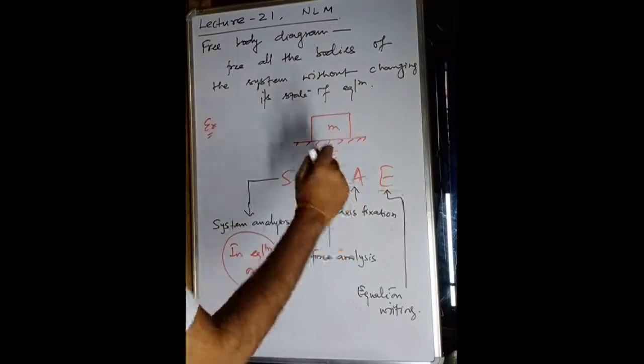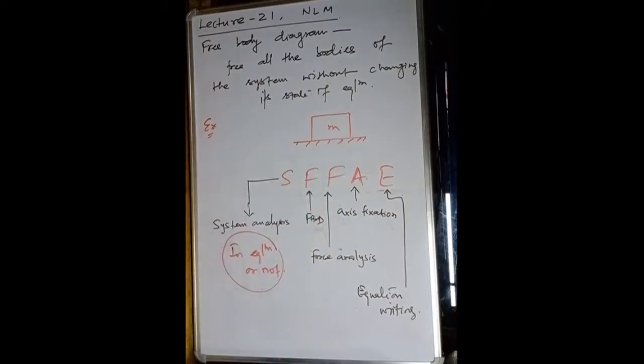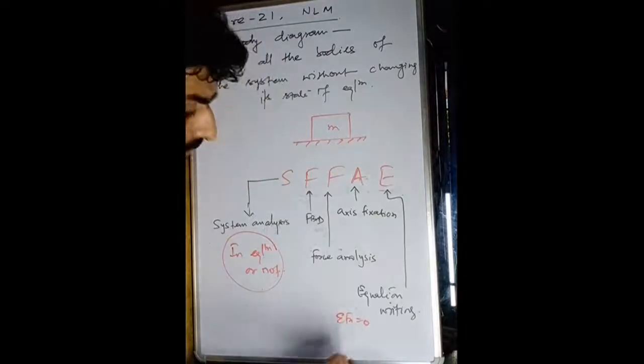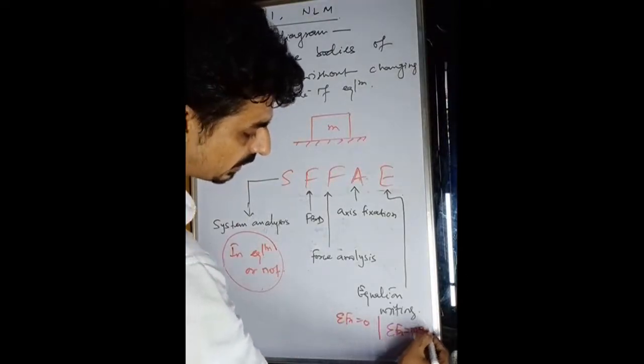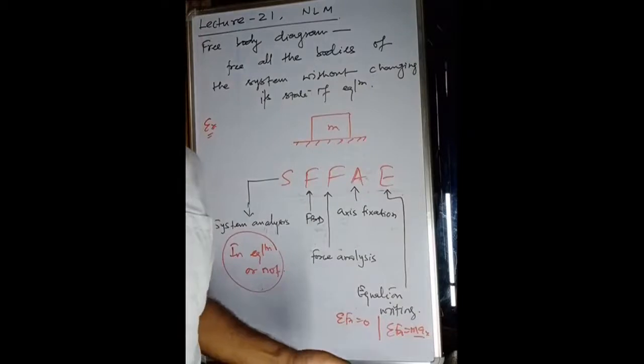Now the final E, it is the equation writing. It means you have to write the proper equation. If the system is at rest, that is, you are applying Newton's first law, then you write sigma Fx equals 0. If the body is in motion, then you apply sigma Fx equals max. After studying linear momentum, we will study Newton's second law.